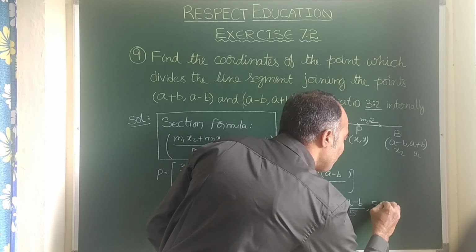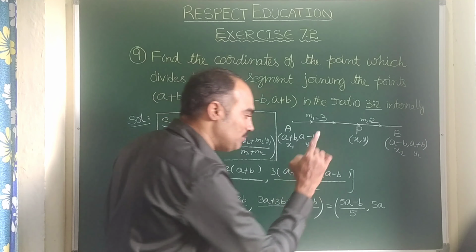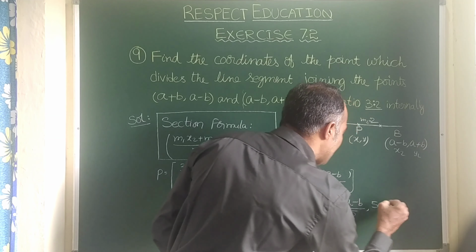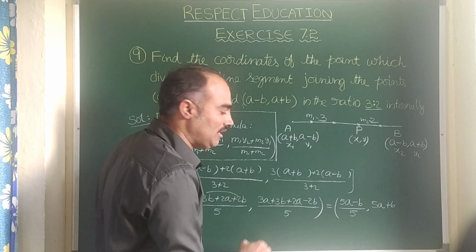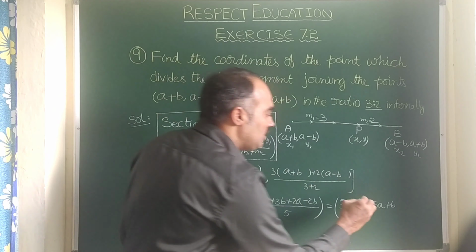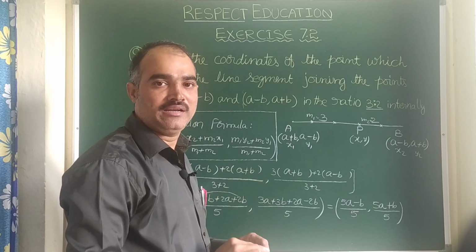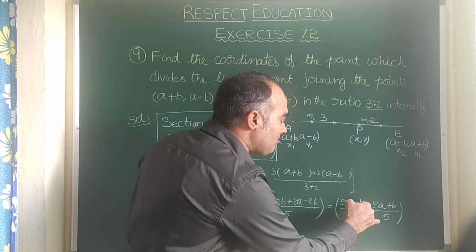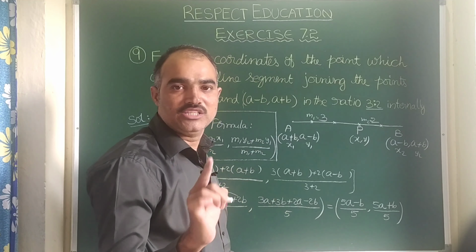Now plus 3b minus 2b means 3b minus 2b is b. Which b? Plus b, because here the bigger number is 3, which has the plus symbol. So here plus b by 5. And here one confusion, I am saying particularly about some children. They may think that here 5 and 5 get cancelled. Please do not cancel them.